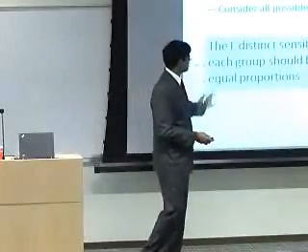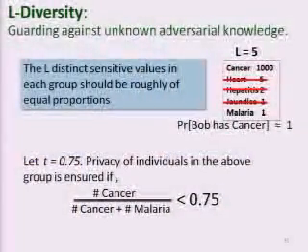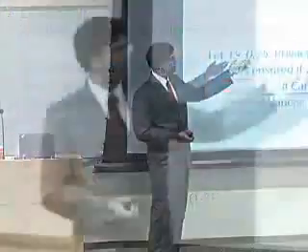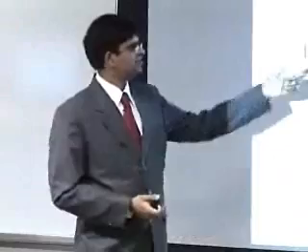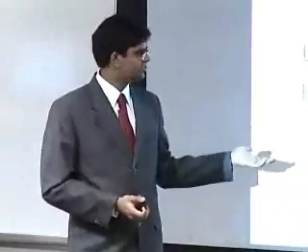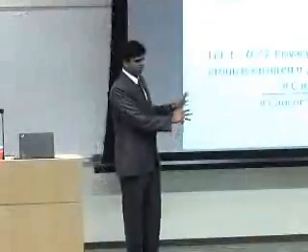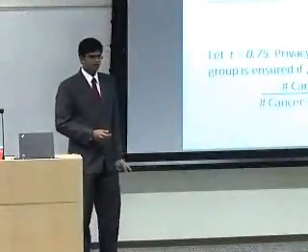You can actually make this condition very precise. In fact, for example, if T is equal to 0.75, then in order to guarantee privacy of the individuals in this group, we need that the frequency of cancer divided by the frequency of cancer plus the frequency of malaria is less than 0.75. We can actually come up with a very simple condition to check for privacy given the frequencies in a group. I'm not going into the arithmetic. It's very simple. Okay? Yes?